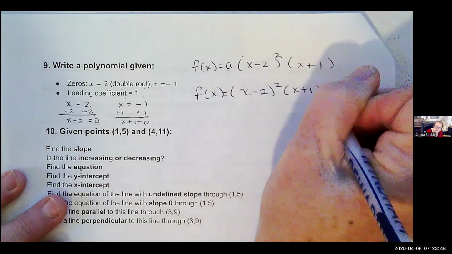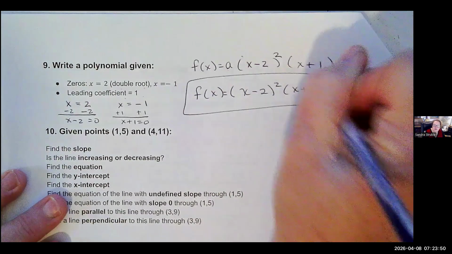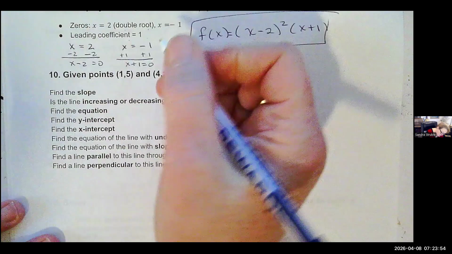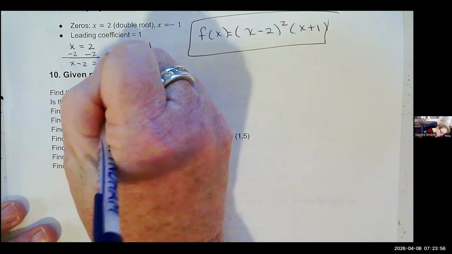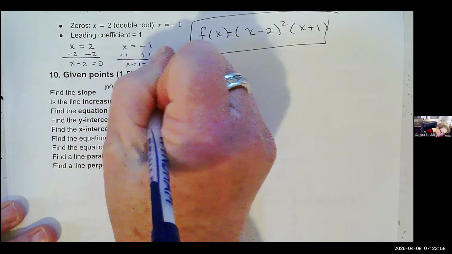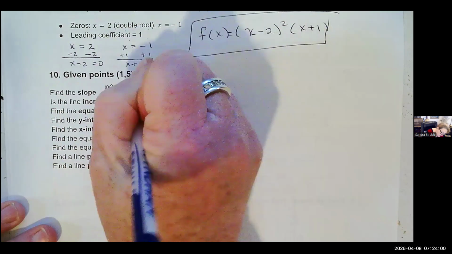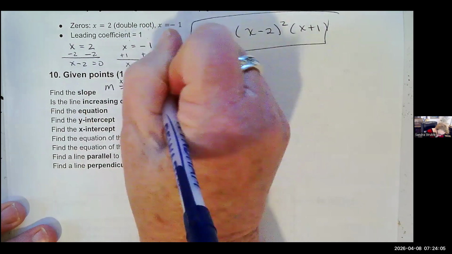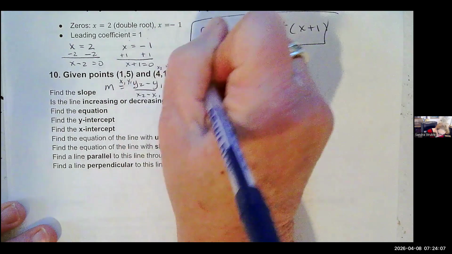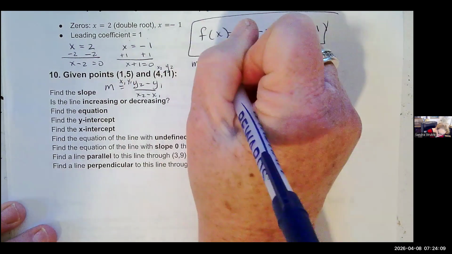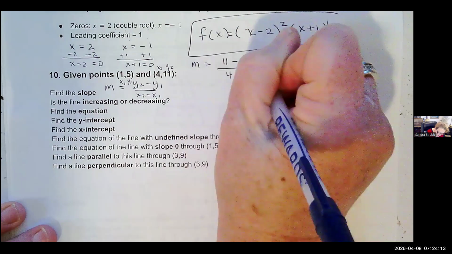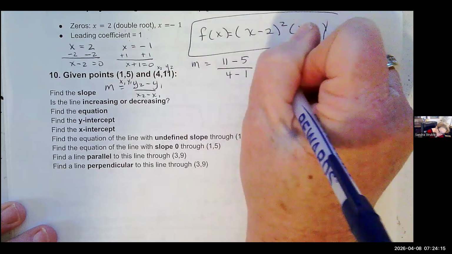Okay. Given the points, let's go to this one now. Find the slope. And I gave you this on the first page. Slope is m equals y sub 2 minus y sub 1 over x sub 2 minus x sub 1. I always label x1, y1, x2, y2. m equals 11 minus 5 over 4 minus 1. 11 minus 5 is 6. 4 minus 1 is 3. So that slope is 2.